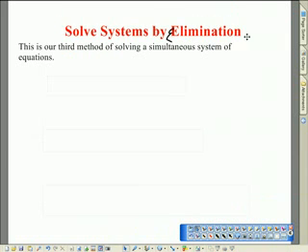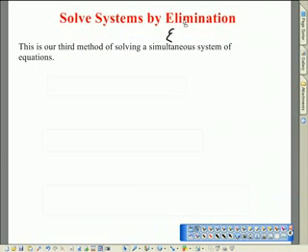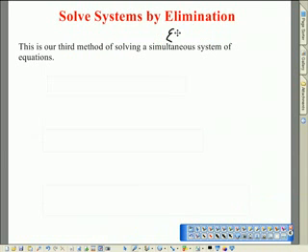We want to not do all that. Whew. Pen went crazy. We want to eliminate one of the variables. That's going to be our goal today. Eliminate one of the variables.